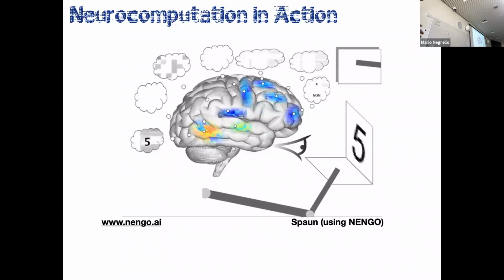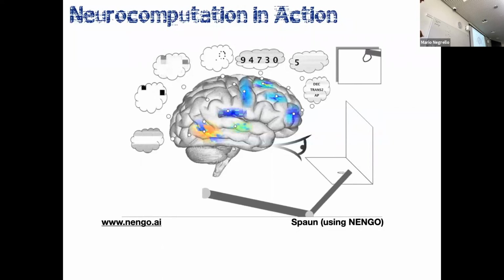Next, we have a question answering task. Here, SPAWN memorizes a list of numbers and then answers a question about the list. You can watch the topmost working memory as it stores the items in the order they are shown. In this case, SPAWN is asked what is in position 5. SPAWN answers the question by decoding its working memory and using the result to drive the arm.